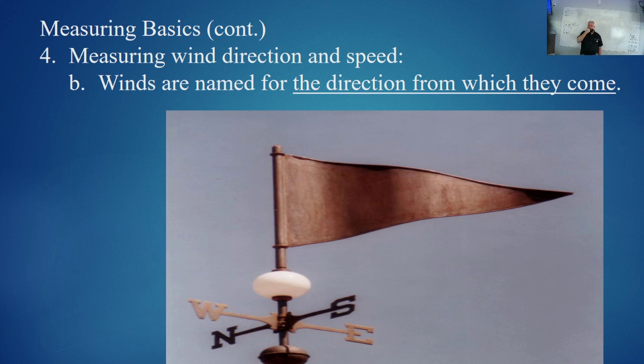Okay. Remember, we talked about the sea breeze, land breezes. We call them that because of where the wind's coming from. It's coming off the sea, it's coming off the land. Same way here. This is a wind coming out of the south, southeast. Okay, south, southeast, eastward wind.